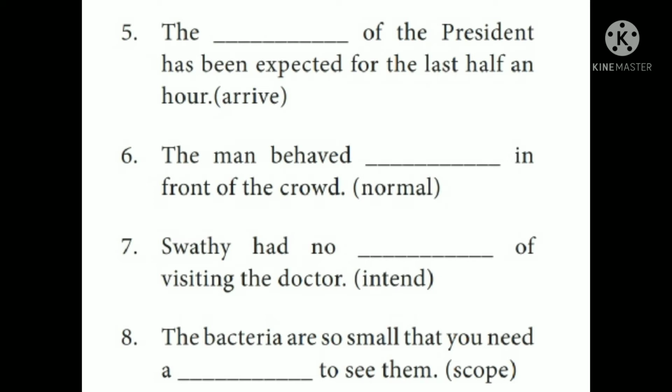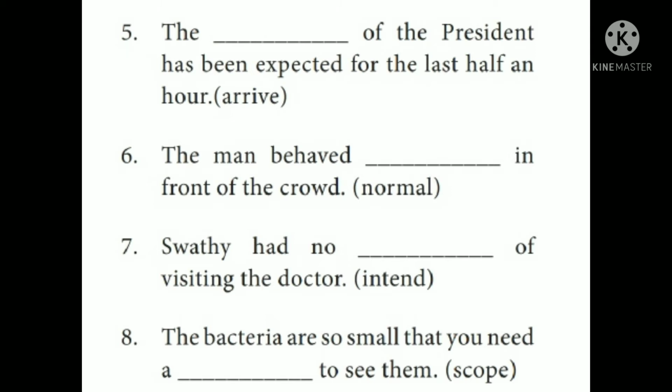The sixth one, the man behaved dash in front of the crowd. Within bracket, normal, abnormally. So otherwise you can write it as abnormal also, or abnormally. Next one, Swati had no dash of visiting the doctor. Intend. So here you can add the suffix tion, T-I-O-N. So intention. So Swati had no intention of visiting the doctor.